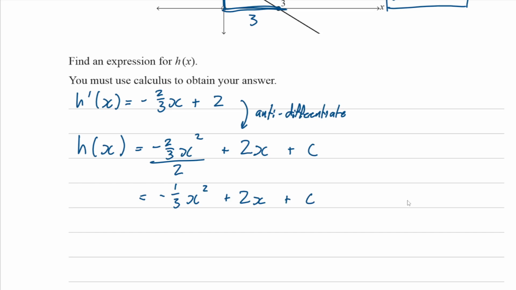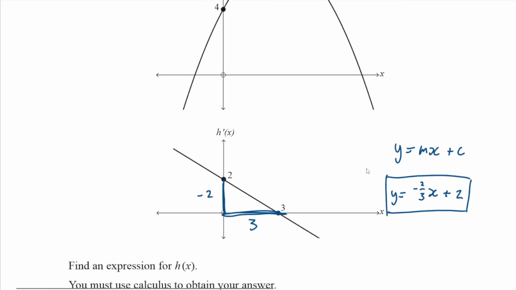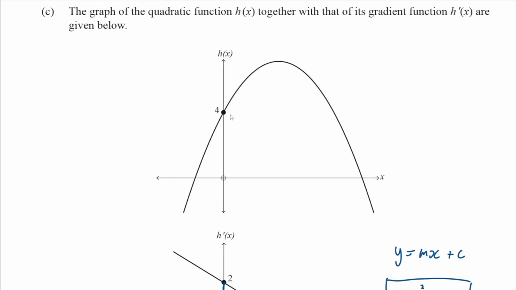Alright, and if you got that far, that is achieved, because you found an equation of a straight line and you anti-differentiated. However, I'm sure you're looking at your screen and thinking, wait, we have not found h of x yet. Quite right, we need to find c. Now to find c, we need to use a point on h of x, which, how convenient, they gave us a point at 0, 4, the y-intercept.